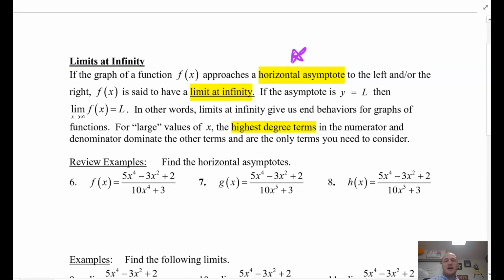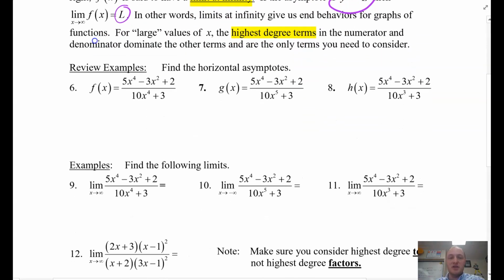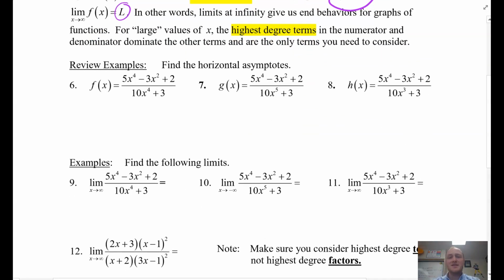It says, if the graph of a function f of x approaches a horizontal asymptote to the left or the right, then the function is said to have a limit at infinity. If the asymptote is y equals L, then the limit of f of x will equal L. Plain and simple, the end behaviors will give us our limits. To determine these, for large values of x, the highest degree terms in the numerator and denominator dominate the other terms, and they're the only terms that you need to consider.